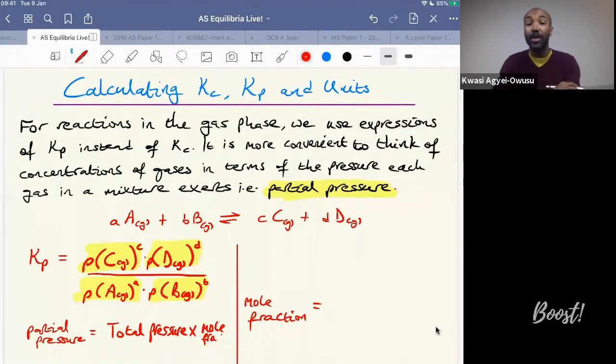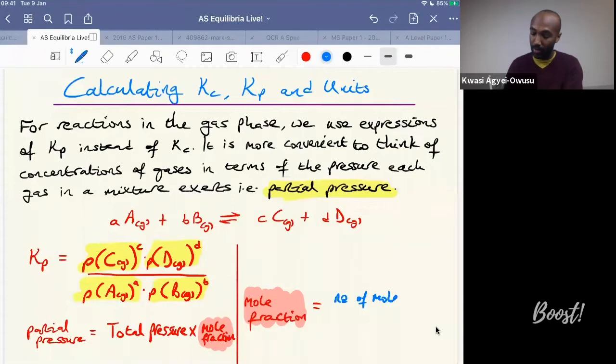Okay, now you may then want to know what the mole fraction is. Let's highlight the mole fraction here. Okay, so the mole fraction is given as the number of moles of a gas divided by the total number of moles of gases at equilibrium.